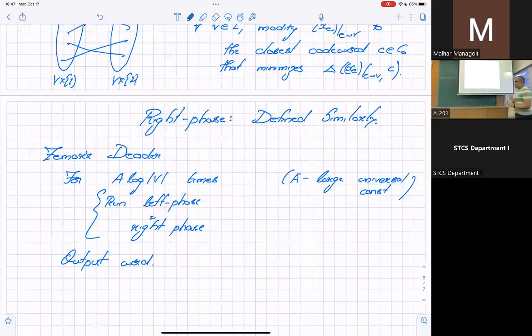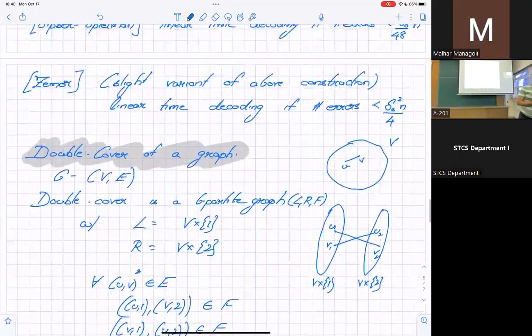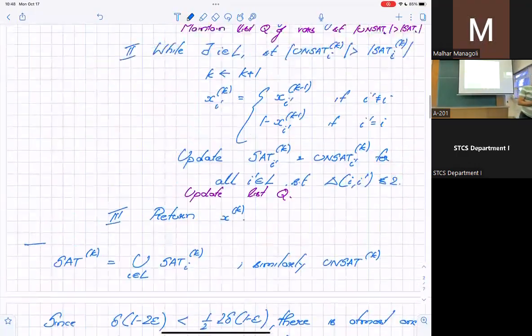That's the interface. That's Zemor's algorithm. And you can also show that right now, the way the algorithm is set, it runs in n log n time because each phase requires n time. It's n log n, but you can be very careful, do the bookkeeping such that the whole algorithm runs only in n time. We call this algorithm also the original algorithm we saw here.